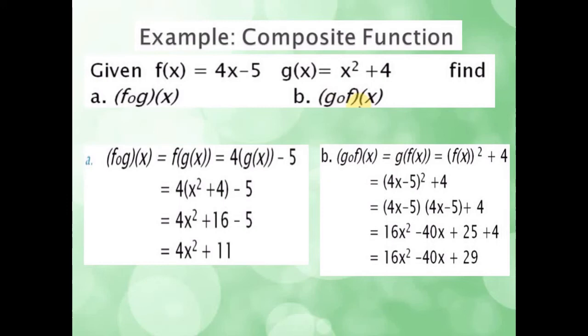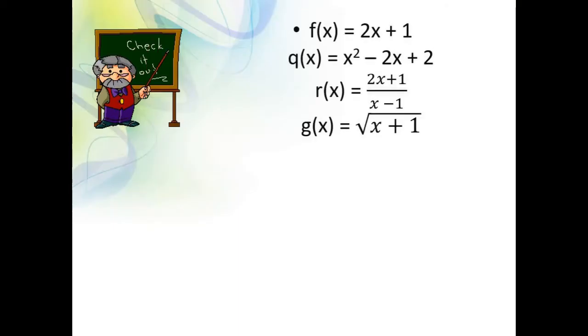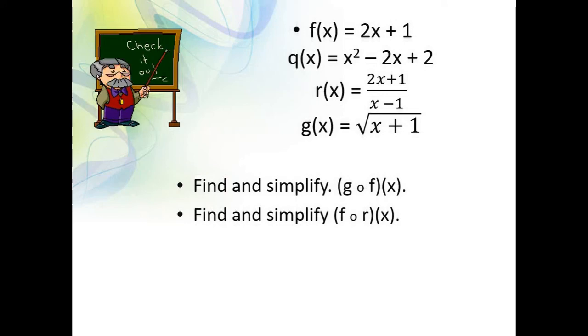Now let's have another example. If f of x is equal to 2x plus 1, q of x is equal to x squared minus 2x plus 2, r of x is equal to 2x plus 1 over x minus 1, and g of x is equal to square root of x plus 1. Find and simplify g circle f of x. Find and simplify f circle r of x. Find and simplify f circle r of 5.